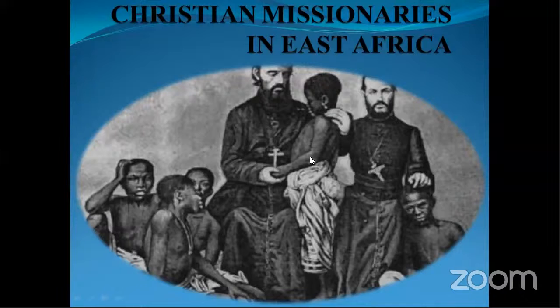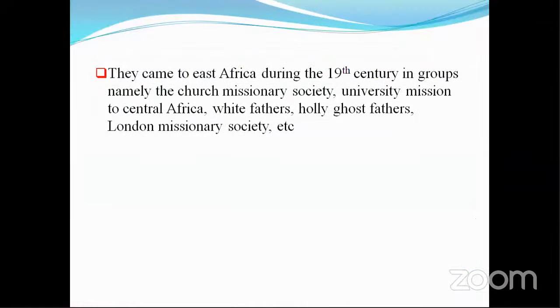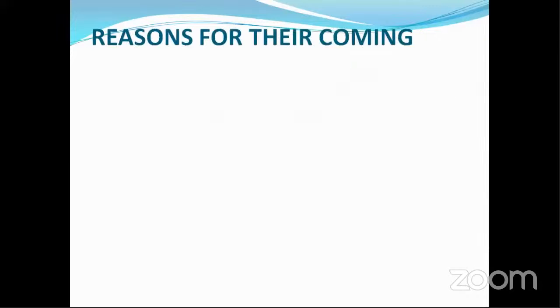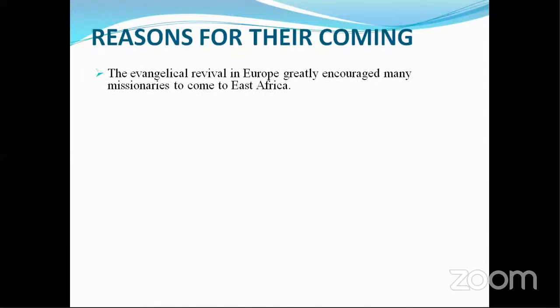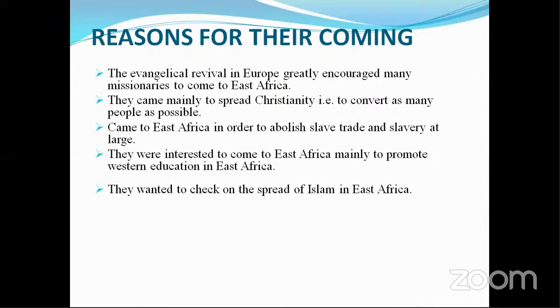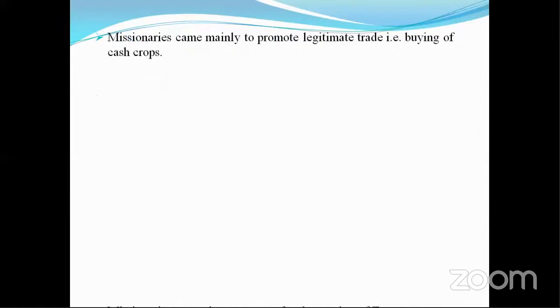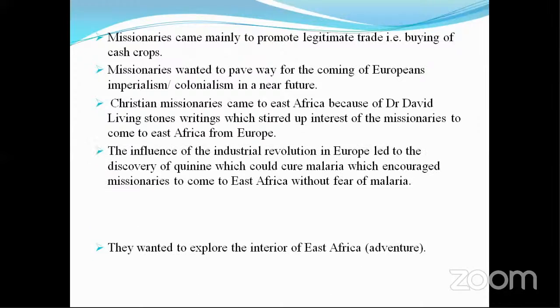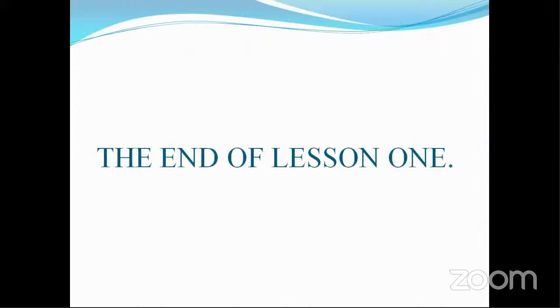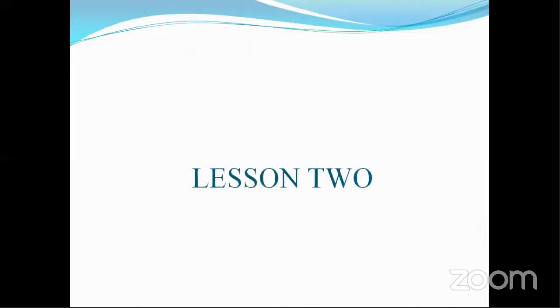So briefly reviewing what we looked at last week, before we look at the new information. All of this information, we looked at it last time. We may not actually repeat this because we don't have that time. The reasons for their coming to East Africa, we looked at them. We may not go back to each and every reason. So all these ones you see here, we looked at. Now, that was the end of our lesson 1, and now we are going for lesson 2.